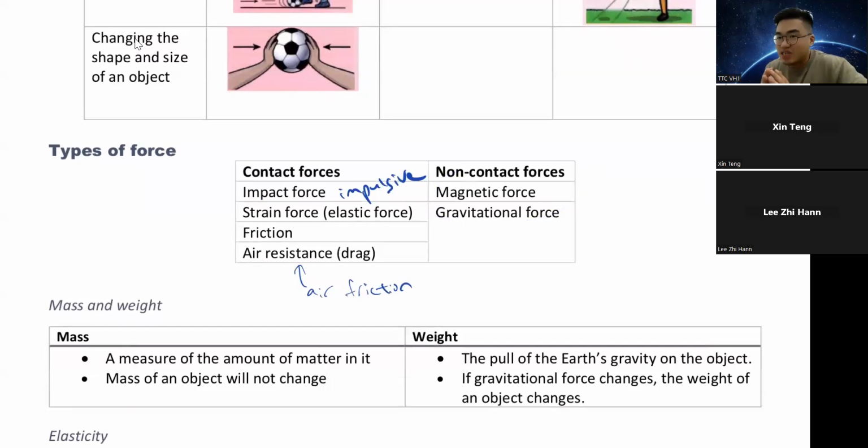Non-contact force, that means they're not in touch, like magnetic. You see, magnet no need to touch one. Gravity also no need to touch. Earth is pulling you without touching you. Let's say you jump down from the sky. They're not touching you, but they're pulling you down. So that's a gravitational force.